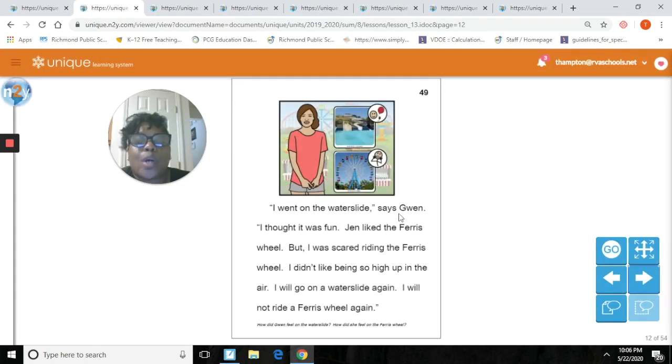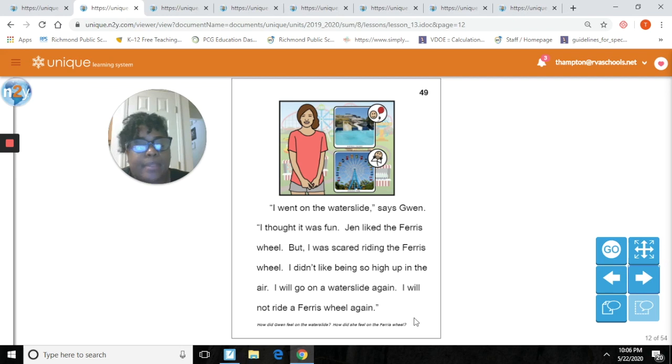I went on the water slide, says Gwen. I thought it was fun. Jen liked the Ferris wheel, but I was scared riding the Ferris wheel. I didn't like being so high up in the air. I will go on a water slide again. I will not ride a Ferris wheel again.